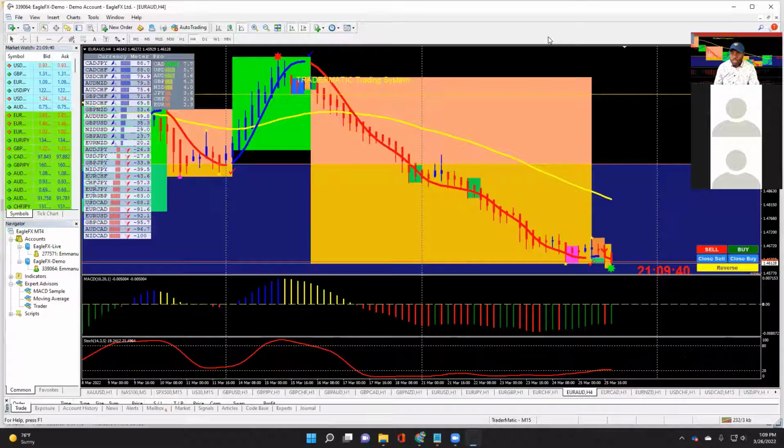Then we introduce this 50 EMA. This 50 EMA just serves as a filter. You can decide not to use it, but I like using it for what I call the perfect entry, which we are going to be talking about today. So without any further ado, let's get started.